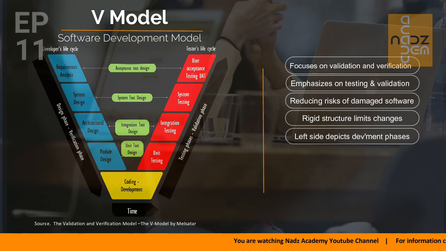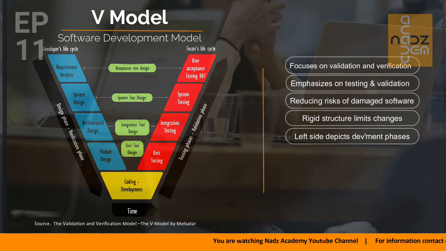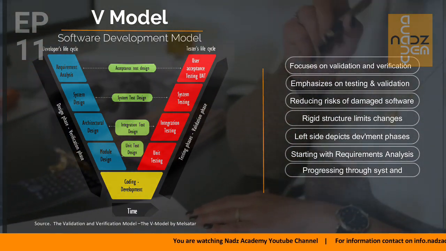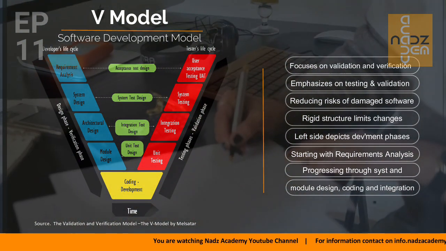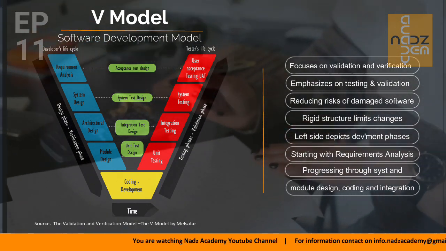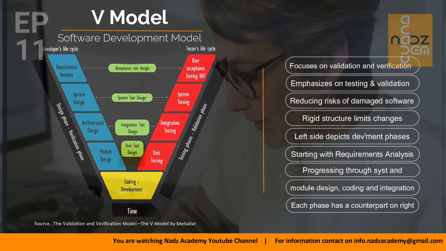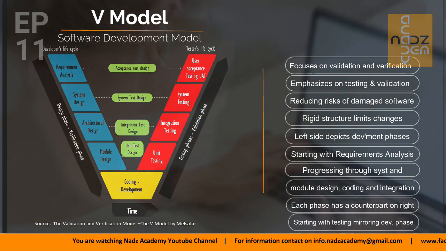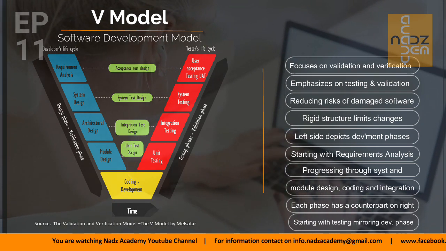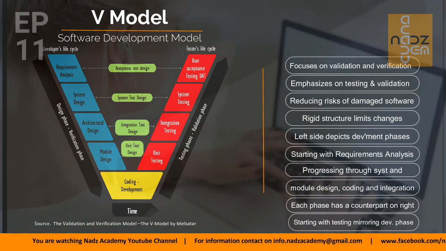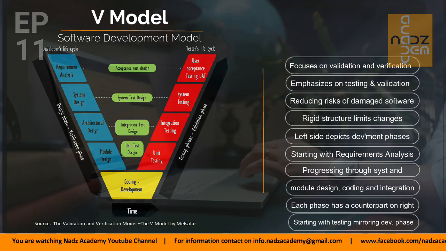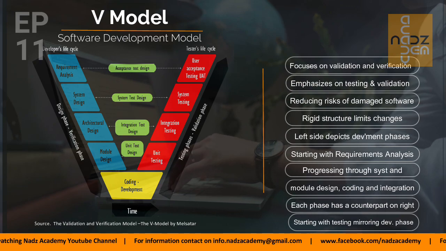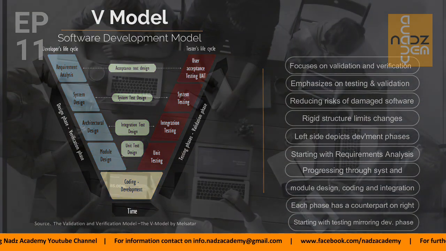As you can see, the left side of the V depicts the development phases, starting with requirements analysis and proceeding through system and module design, coding, and integration testing. Each phase on the left side has a corresponding testing counterpart on the right side, starting with unit testing and mirroring the development phases until reaching system and acceptance testing. This V-shaped structure emphasizes the close collaboration and parallel nature of development and testing activities.